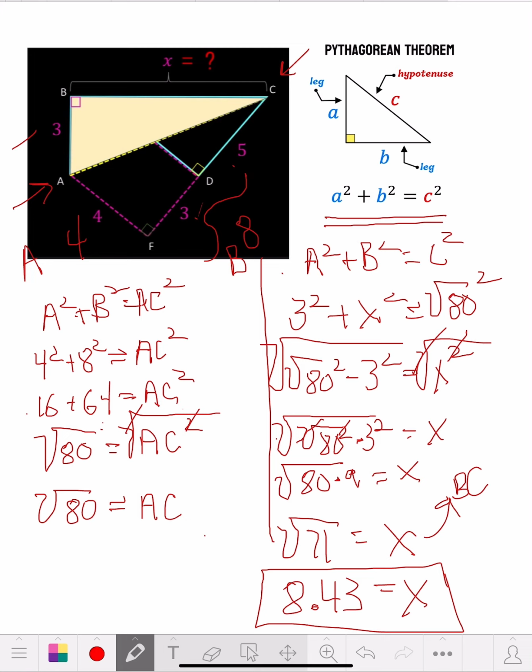But the formula stays the same: a squared plus b squared equals c squared. You just got to move the numbers around that you got. And that's all we did. We just took the 3 squared plus x squared equals the square root of 80 squared, moved the things around and got the x by itself, and that was all there was to it, okay?